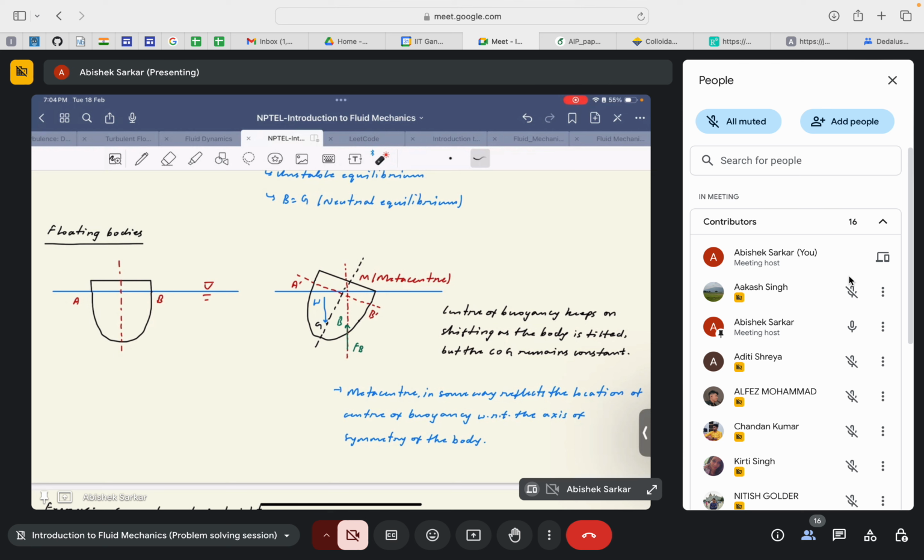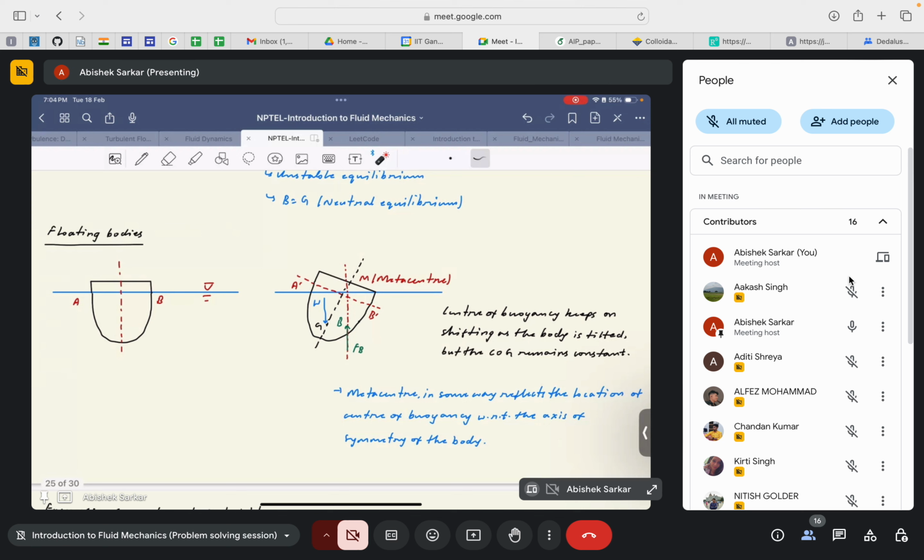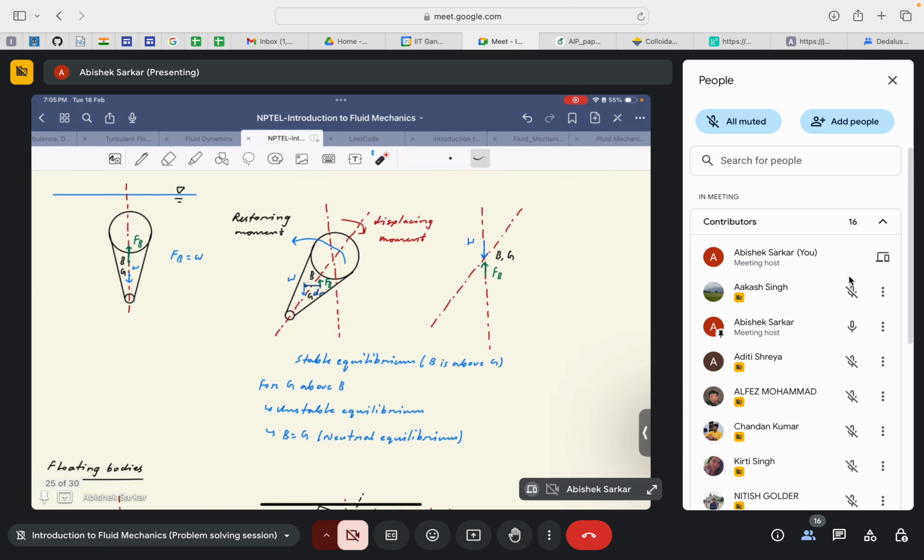Then we see that the center of gravity, that is G, will remain constant, and the weight of the body will act through this particular point only, the center of gravity. But the interesting thing is that in the previous case we saw that the center of buoyancy also remained constant. Let me go back. Since the body was completely submerged, the location of the center of buoyancy was fixed.